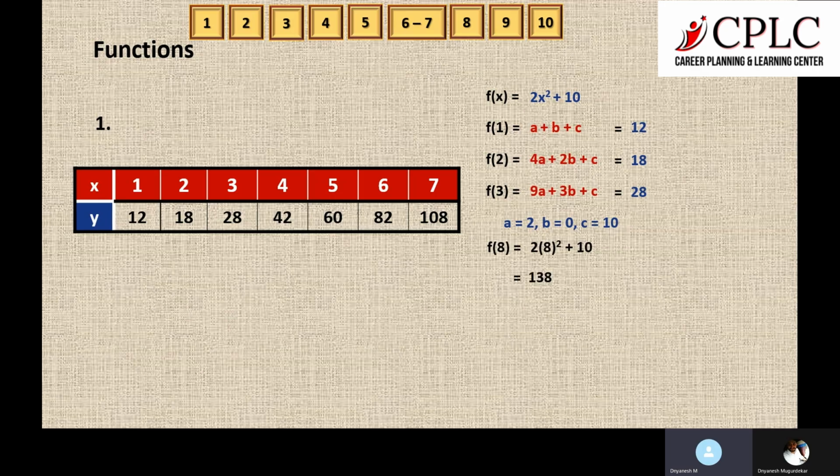Whenever we substitute x as 8 into 2x square plus 10, you get the value of y as 138. And whenever you substitute x as 100, the value of y that you get is 20,010. So option 2 is the answer for the first question. And this is how you solve that.